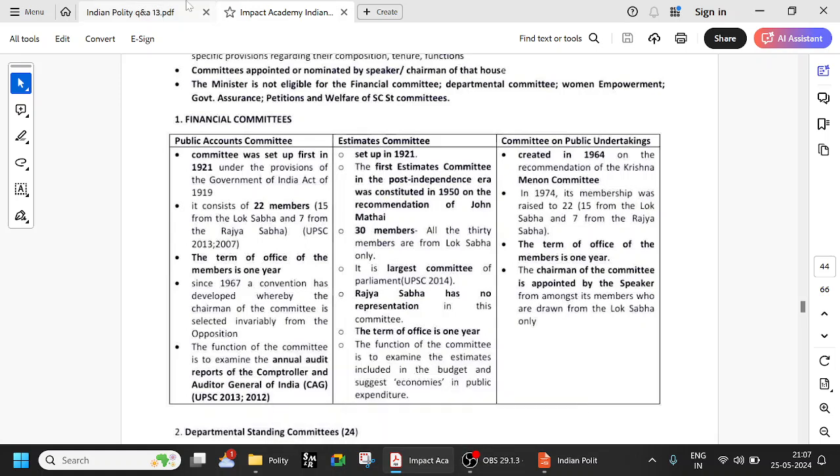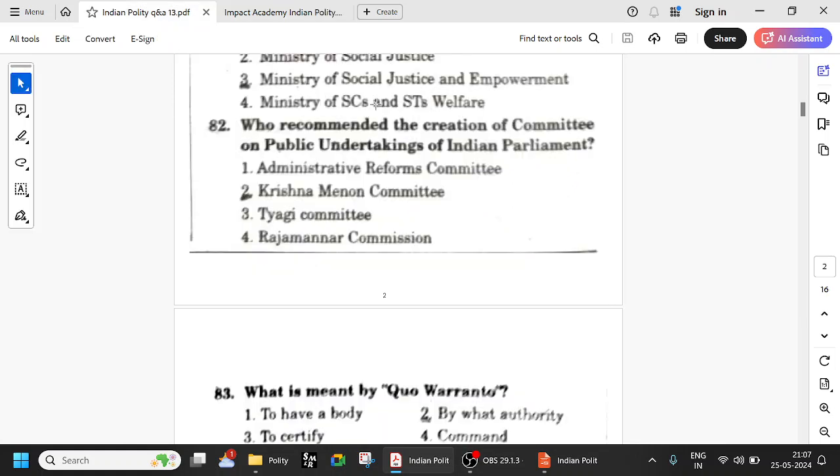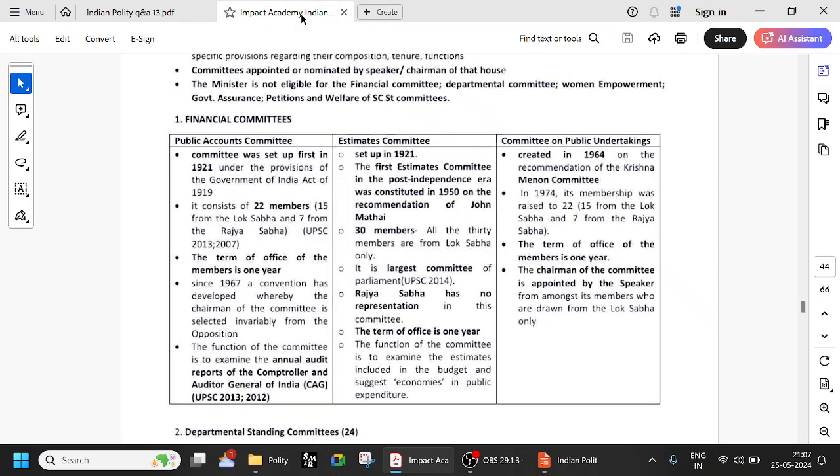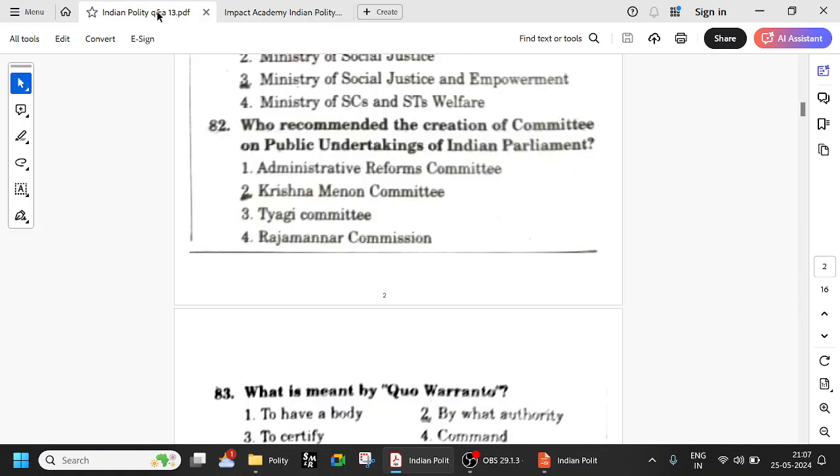Fine. So now, who recommended the creation of the Committee on Public Undertakings? Krishna Menon. And when was it? 1964. Try to remember all those things. Especially if you are preparing for Group 2, it's better if you can remember all those things.